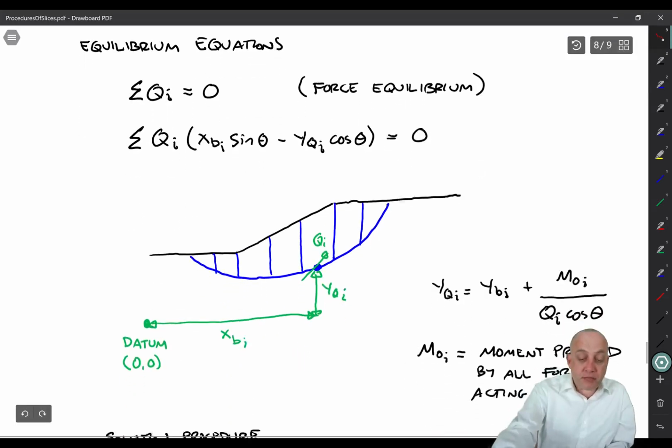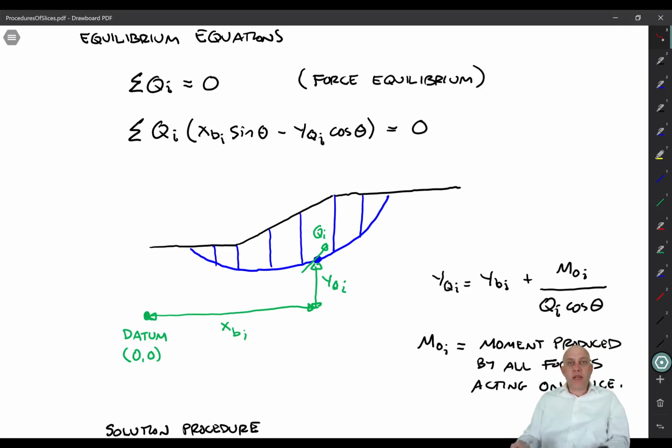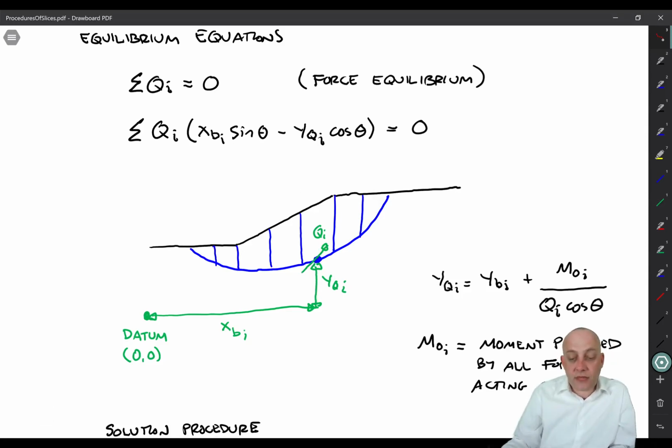It could be anywhere. So let's say we have a datum right there at 0, 0. When you set up a problem using a program like Slide, it's going to use 0, 0 as the datum in order to solve for moment equilibrium for Spencer's method. So for each slice, like here's one of the slices we're solving, there's going to be an x coordinate of the base of the slice, x sub b, and then there's going to be a y coordinate at the line of action of Q. All right, and Q may or may not act at the bottom of the slice.